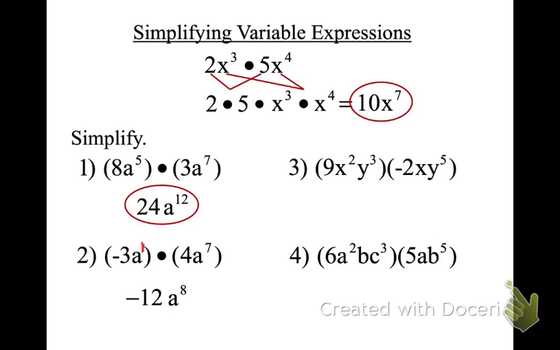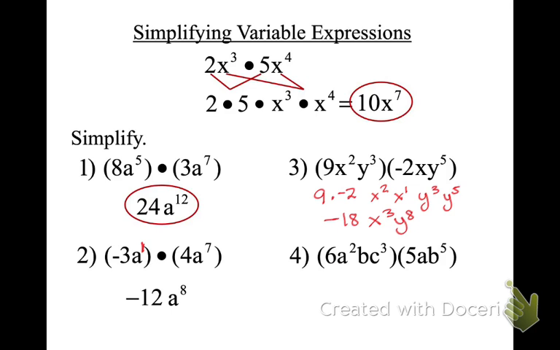Okay, next one. We're going to multiply 9 times -2. Then I've got x squared times x, which is to the 1st power if there's nothing written, y to the 3rd times y to the 5th. So it's -18. On these, I do expect you to do this intermediary step. y to the 8th.